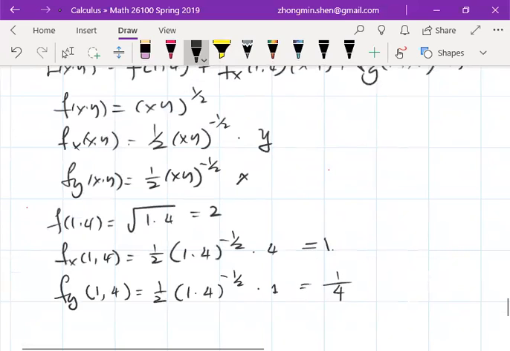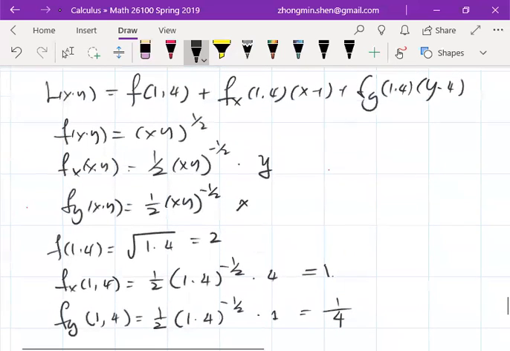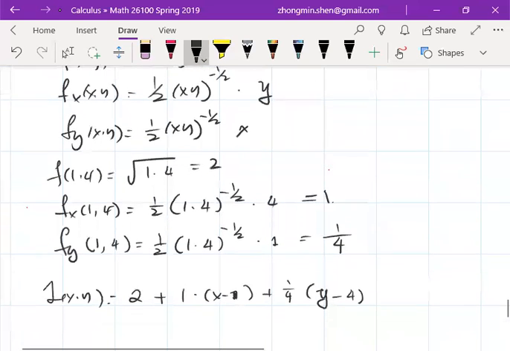Now, if you write down clearly, step by step, and even the computation is wrong in some step, right? You get the wrong formula for the linearization, the final formula, but you still get 80% of credit because clearly you show me how to do the problem. So you write down the formula. It's very important before you solve the problem, okay? And then the linearization is going to be 2 plus 1 times x minus 1 plus 1/4 y minus 4, okay? You don't need to simplify it. This is in good form.